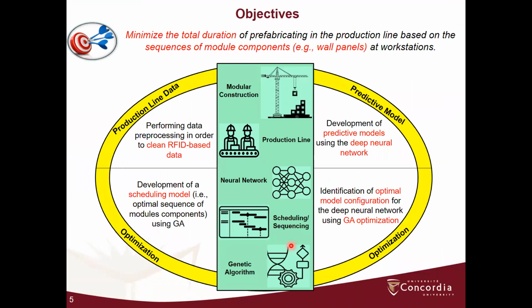Therefore, to overcome these existing problems regarding the modular construction manufacturing scheduling, this research has a main objective of minimizing the total duration of prefabricating in the production line based on the sequences of module components at workstations. There are various sub-objectives to accomplish the main objective, such as to clean the RFID data by performing certain pre-processing tasks, identification of optimal module configuration for DNN model that is developed to predict the process times, and development of a scheduling model that finds the optimal sequence of module components using GA.